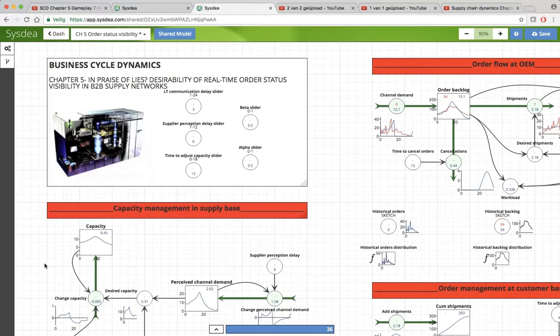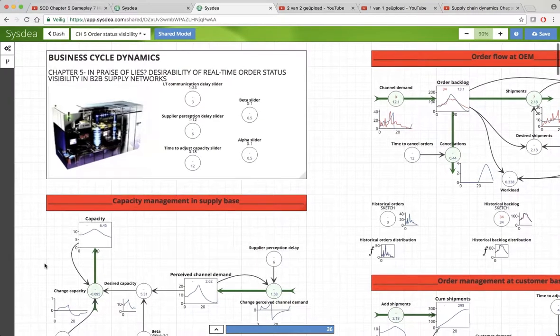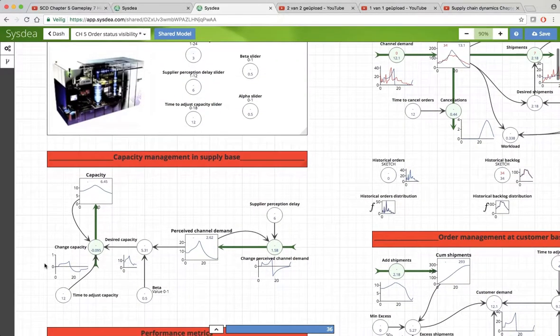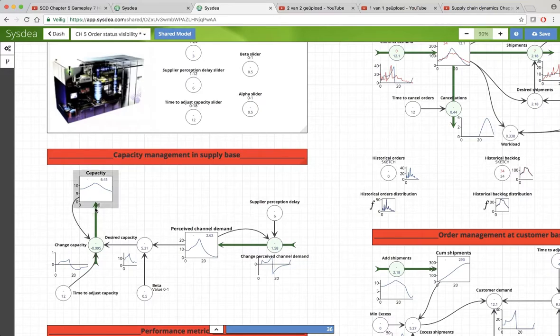Sysdea Gameplay 6. Capacity Management. Capacity management in itself is really simple in this model. Simple in the sense that the whole complex process of building new factories, new assembly lines, new technologies, is a first order negative feedback process.